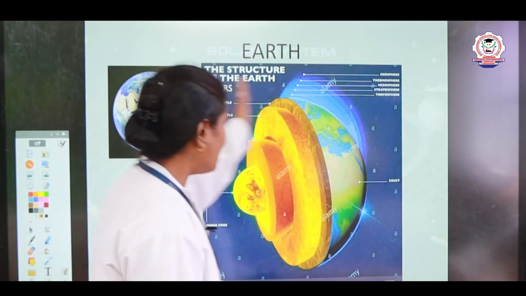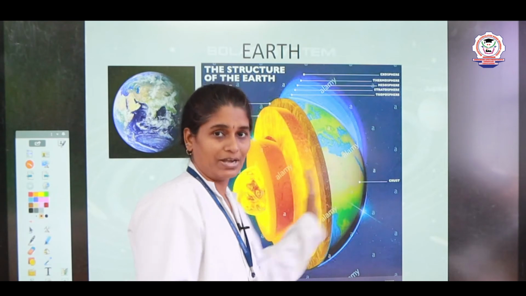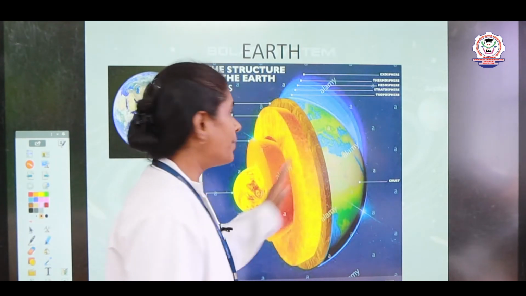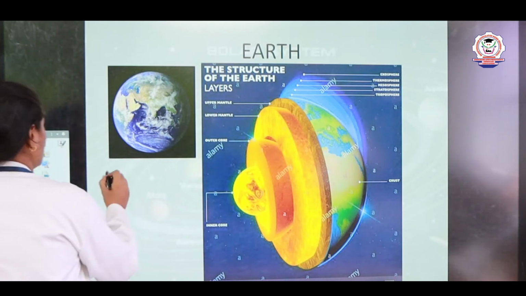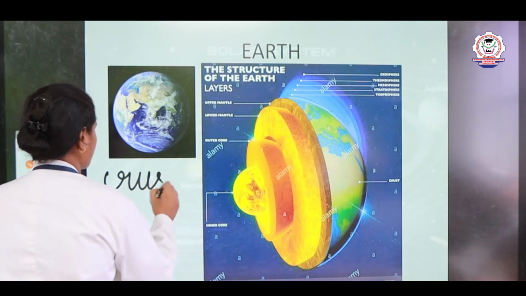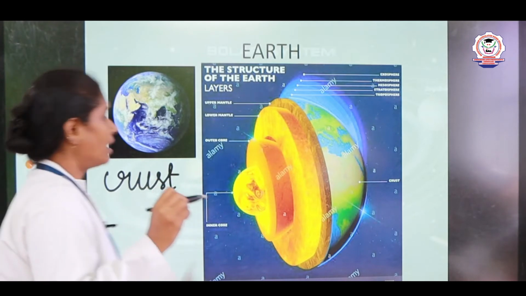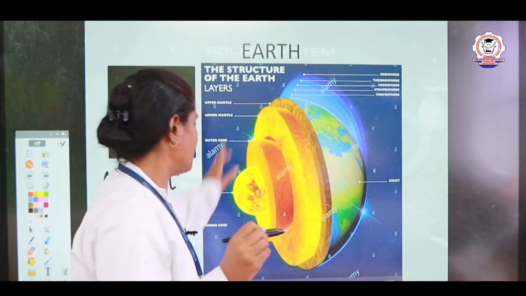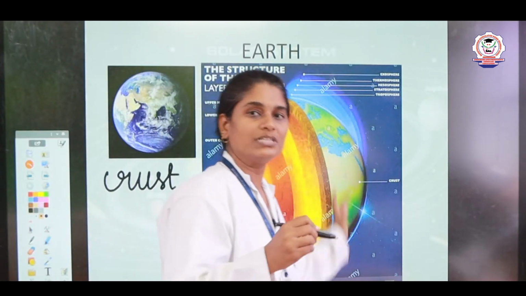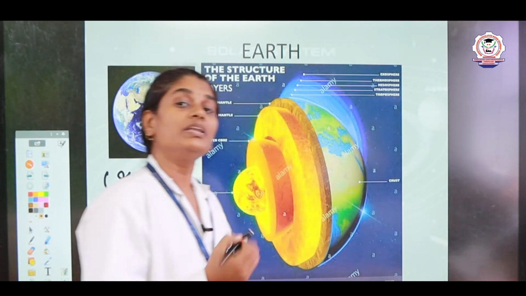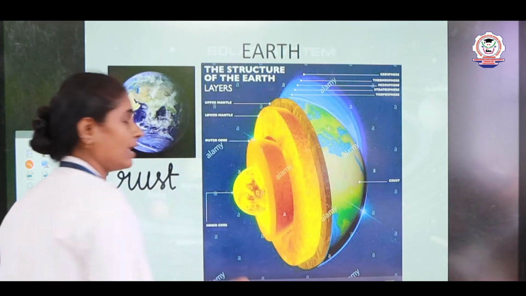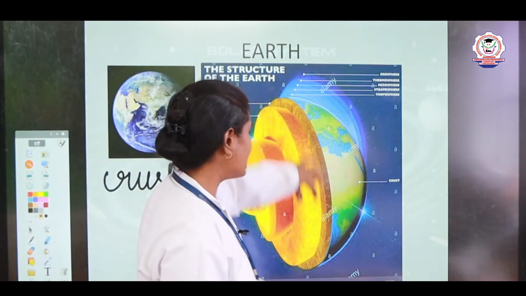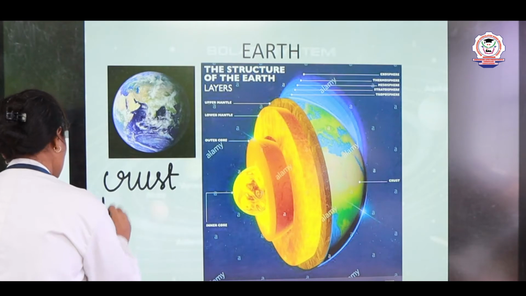So we can divide the Earth into 3 different layers, right? The outer part of the Earth we call crust. Crust is the outer part of the Earth where the continents and oceans lie. And when we travel inside through the crust, we see the second layer. The second layer is known as the mantle layer.